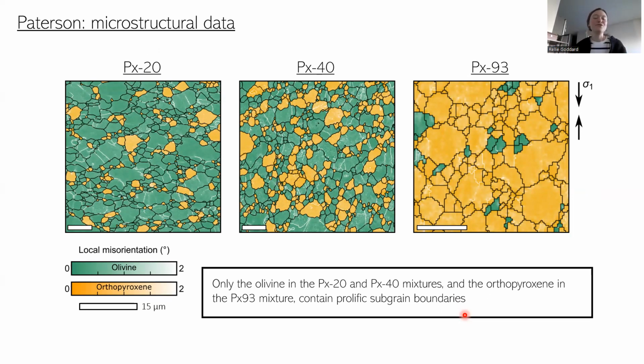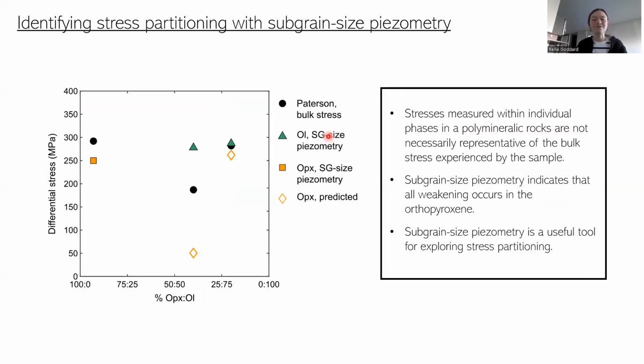And even though we were doing these at lower pressure to try and get subgrains within our orthopyroxene this time, we still don't see much structure within our orthopyroxene in the two mixtures that are mostly olivine, but we do see subgrain boundaries in our olivine, and we do see subgrain boundaries in our orthopyroxene. But what we can do is measure the stress using subgrain-size piezometry in the samples where we have subgrains and compare that to the bulk stress that we are seeing in the rock.